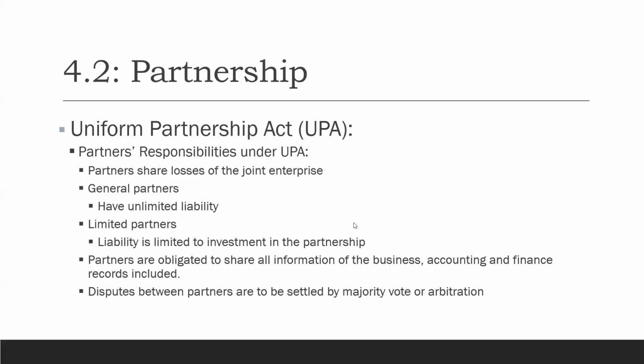So you can kind of see why this choice of entity structure is becoming less and less popular. We have a better arrangement out there, and that's called a limited liability company. Partners, again, they're obligated to share all the information of the business, and disputes of the partners are to be settled by majority vote or by arbitration.